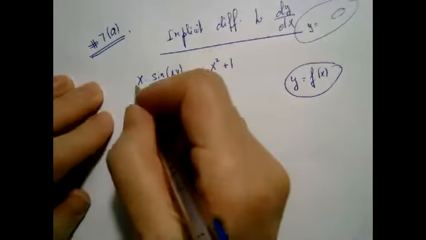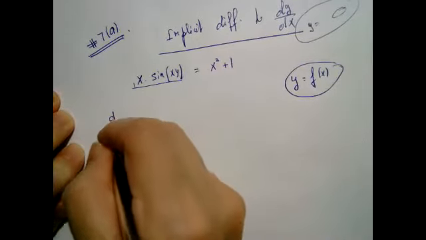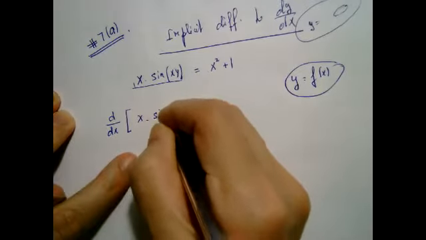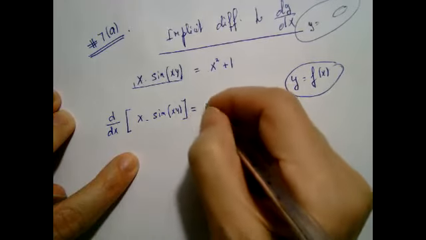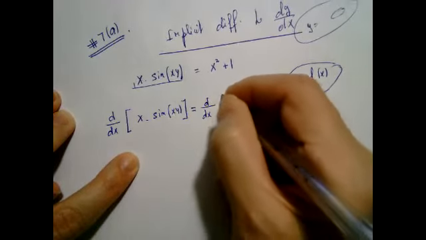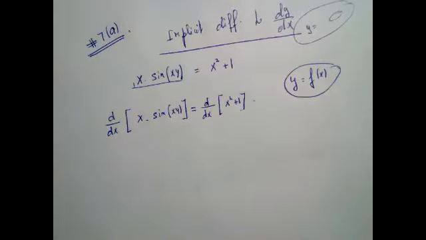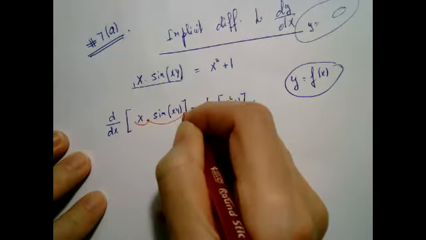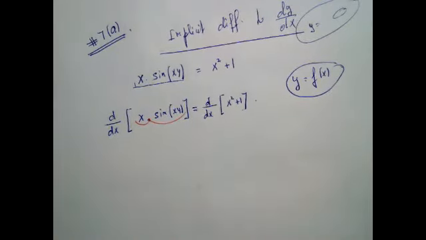So how do we proceed with implicit differentiation? We said that this is a function of x, and this is a function of x. So the derivative with respect to x of the first term is equal to the derivative with respect to x of x squared plus 1. Okay, and now I want to differentiate. So this here, I have a product of two functions. So we have to be very careful. I have a product. I need to use the product rule.